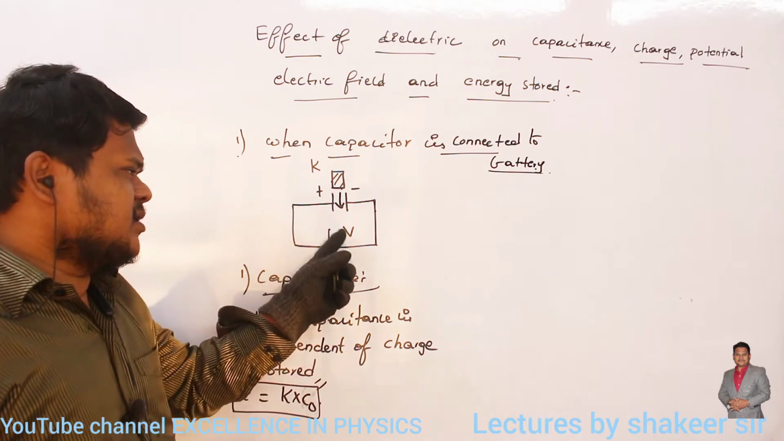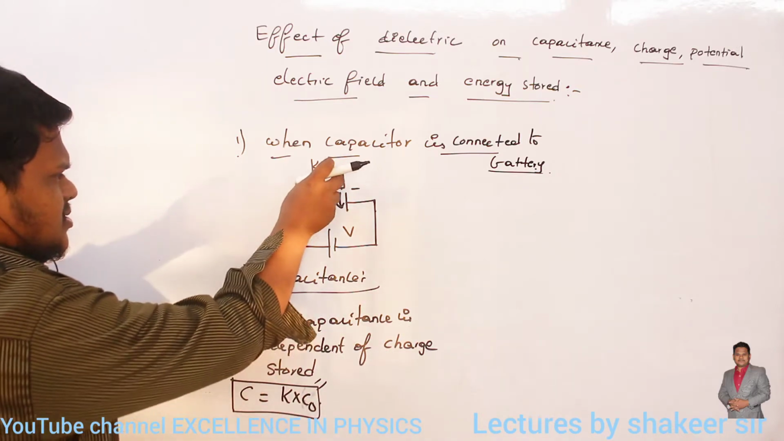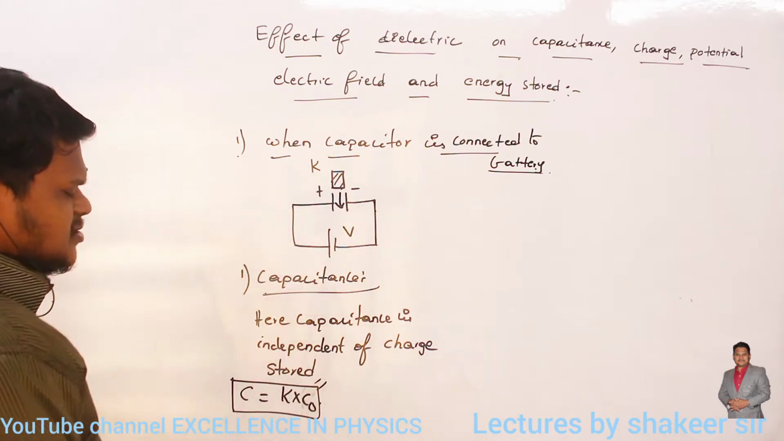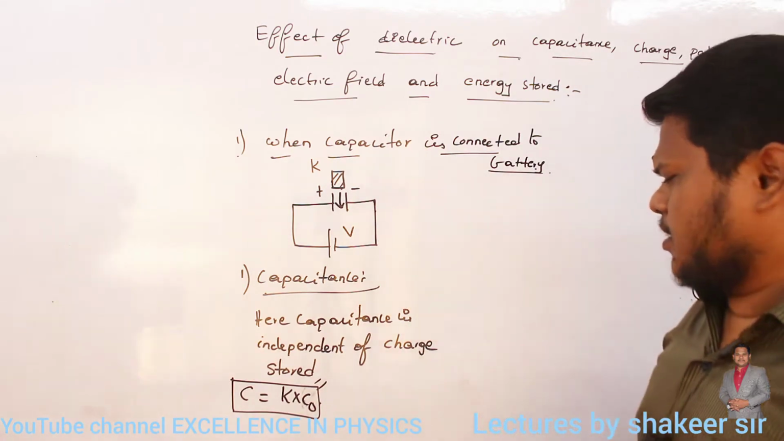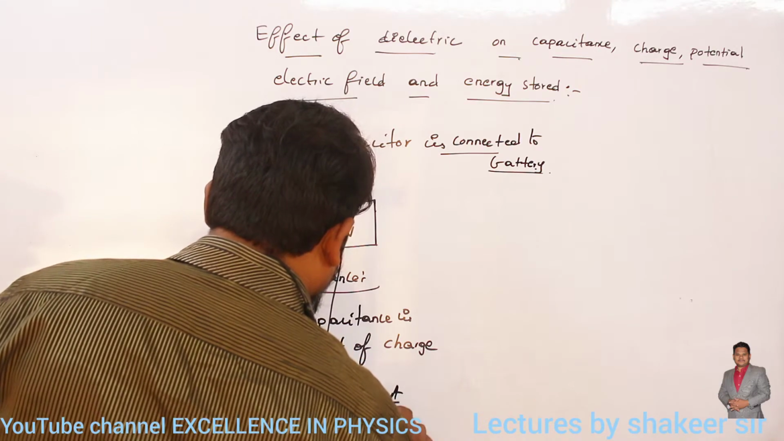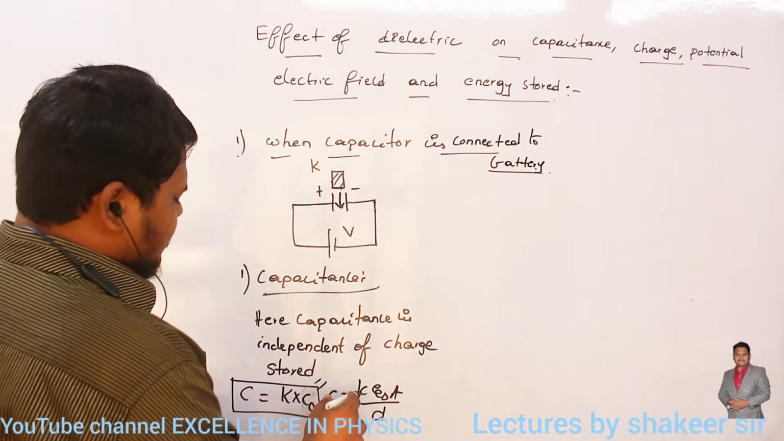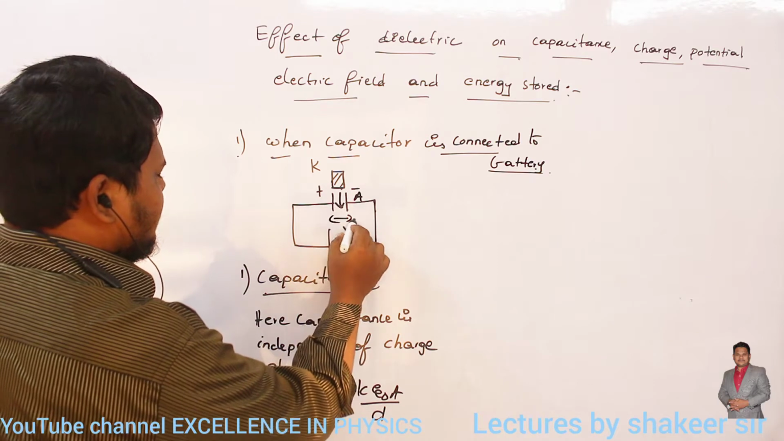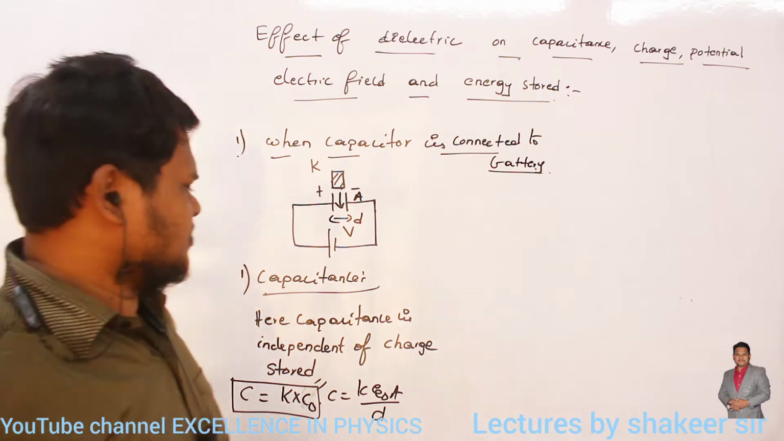Clear? Whether this capacitor is connected to a battery or not, if you introduce a dielectric of dielectric constant K, its capacitance always increases by K times. So C = K C naught. Or I can also write C = K ε naught A divided by d, which is K times C naught, the initial capacitance. Area of each plate is A, distance between the plates is d. That is the condition.